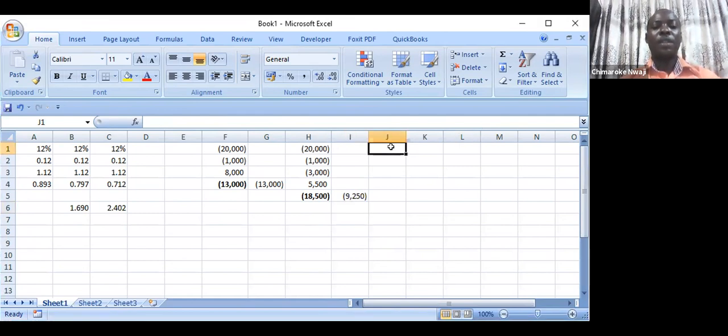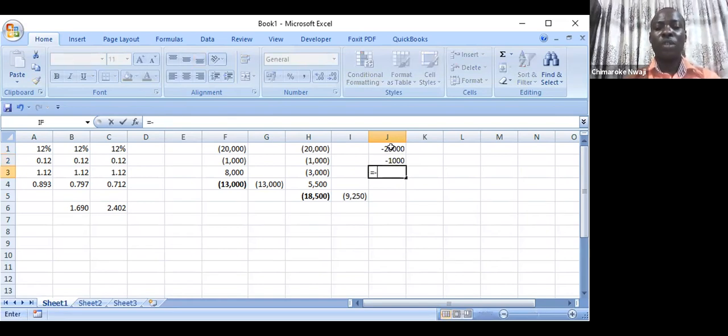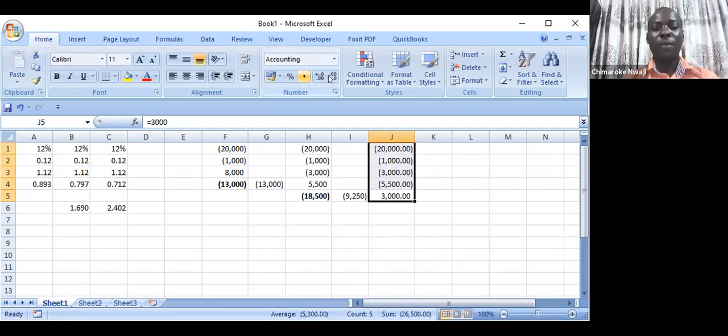In year 3, the cost is 20,000. Your maintenance cost for year 1 is still 1,000. Maintenance cost for year 2 is still 3,000. Maintenance cost for year 3 happens to be 5,500. And your scrap value is 3,000. Okay, so let me arrange them again. All right, now let me look for the sum.